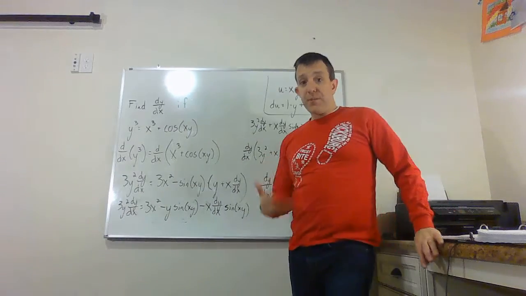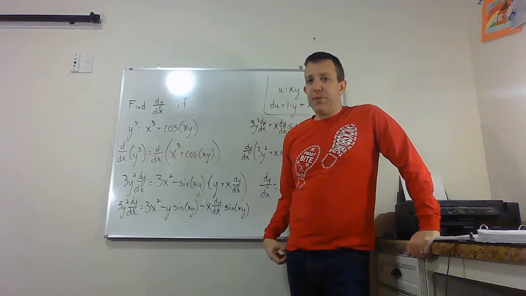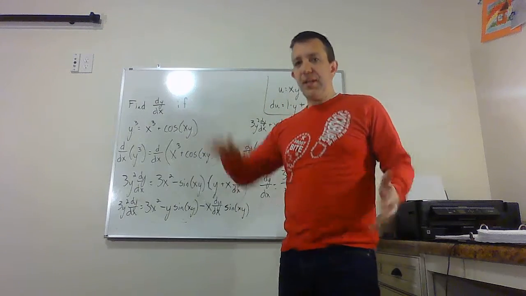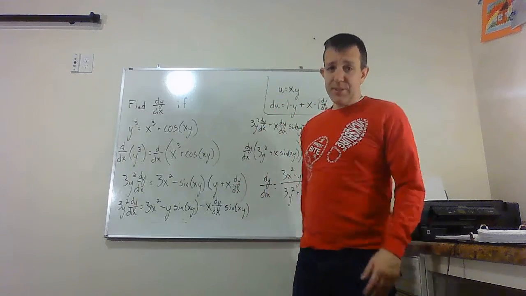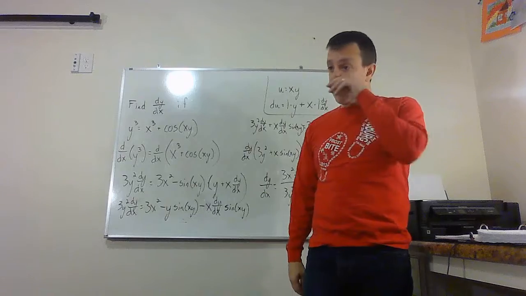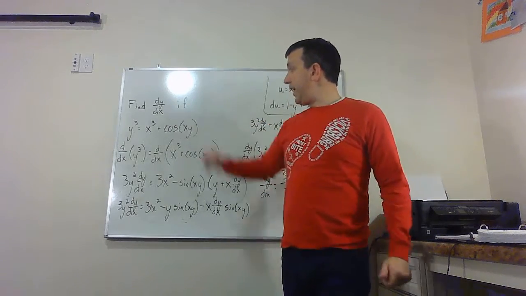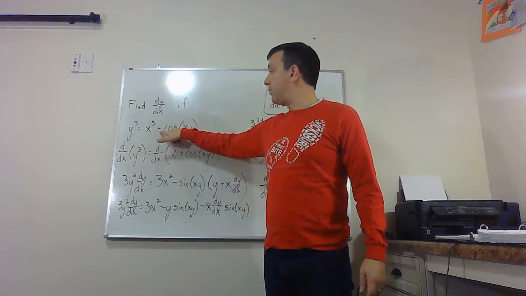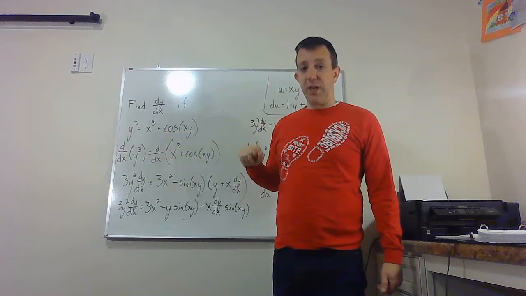All right, so this one is a monster example. Feel free to pause it, write everything down, and then listen to me talk about it, because this one's big and ugly and a mess. We want to find dy/dx if y cubed is equal to x cubed plus the cosine of xy.